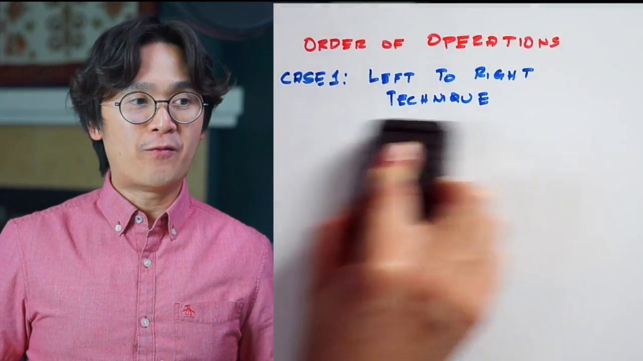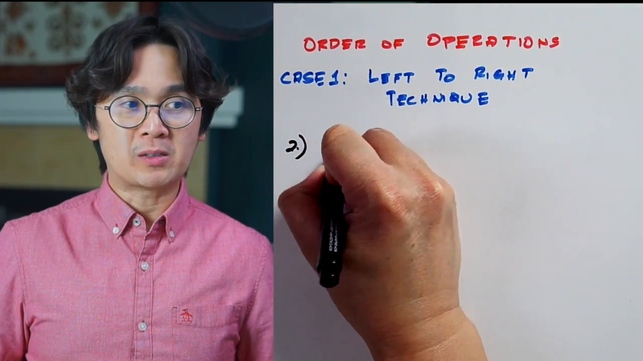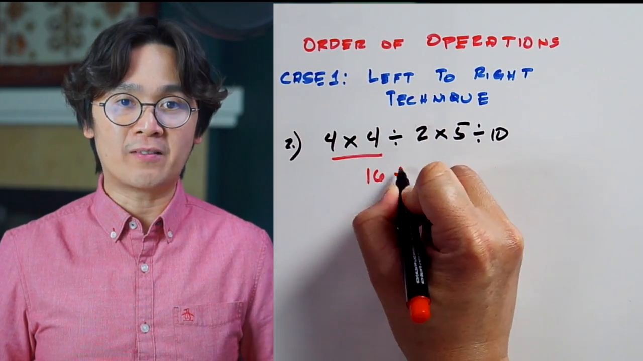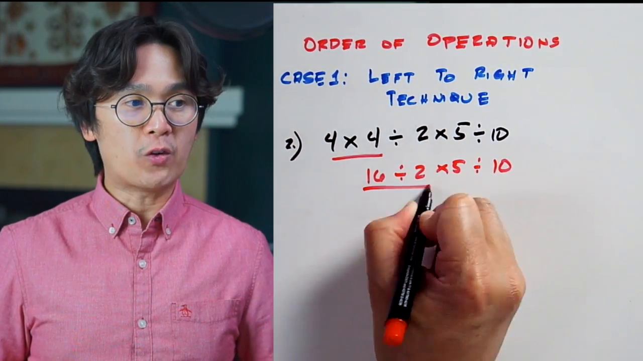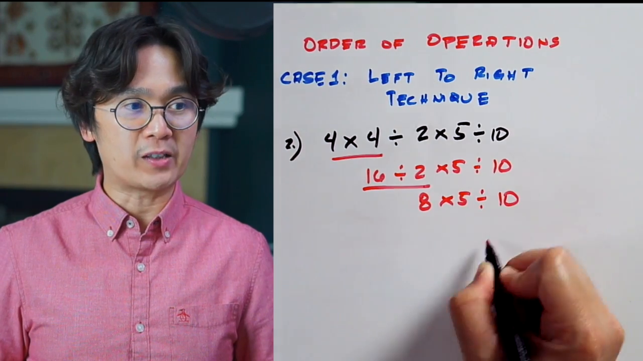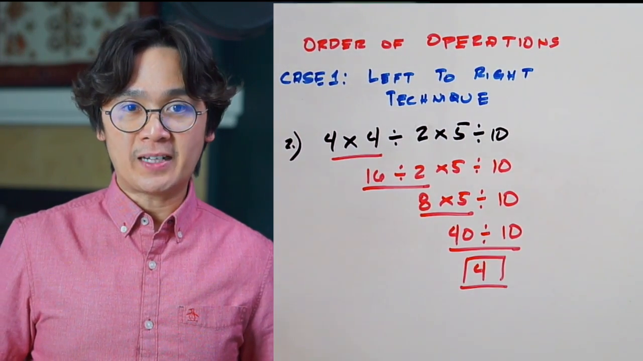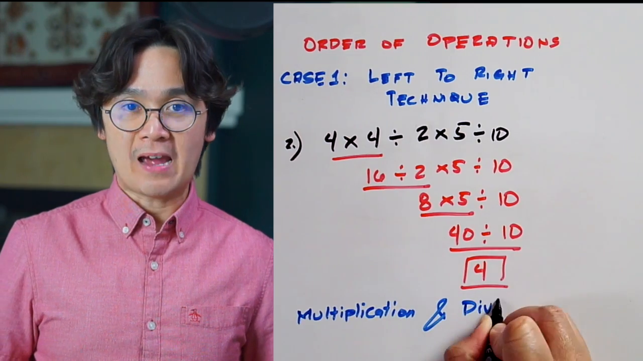So if we have 4 times 4 divided by 2 times 5 divided by 10, it's also the left to right technique because we only have multiplication and division. So 4 times 4 is 16, divided by 2 is 8, times 5 is 40, and 40 divided by 10 is 4. And that's when we use the left to right technique.